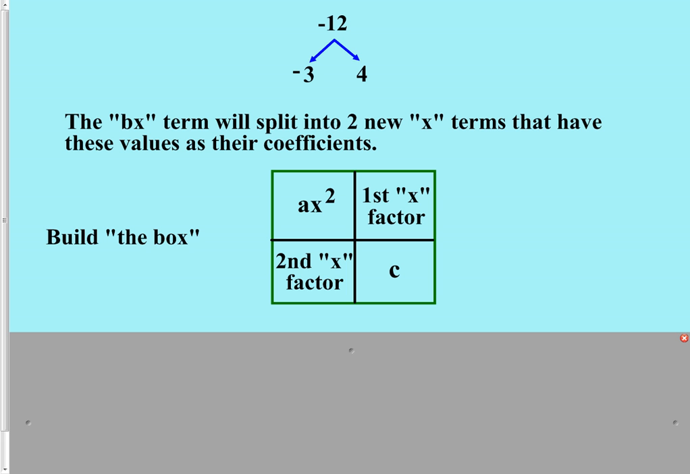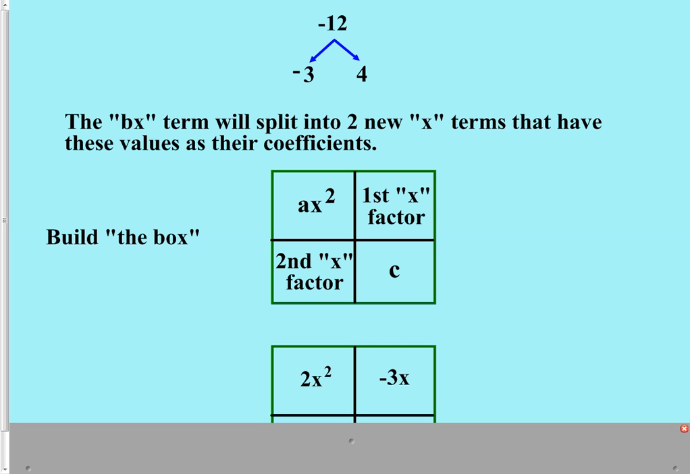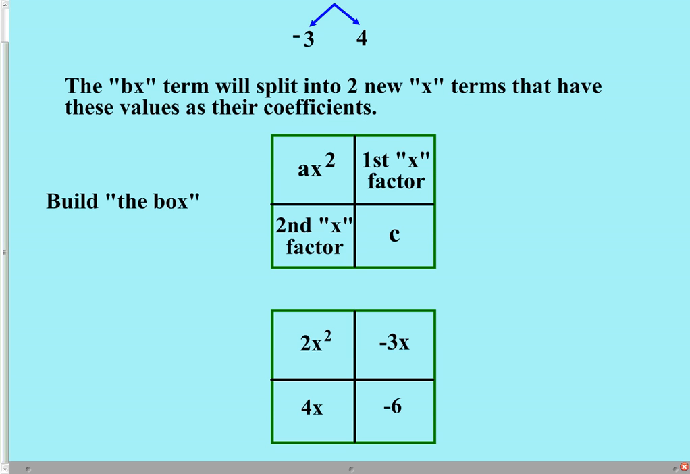So what we do is we build what we call the box. On the left-hand diagonal, typically, I put the ax squared and the c term straight out of the problem. Just put them on a diagonal together. And the other two boxes on the other diagonal are going to be our new b terms based upon the factors that you discovered. So negative 3 and positive 4, those are both x terms, so we put them in there together.